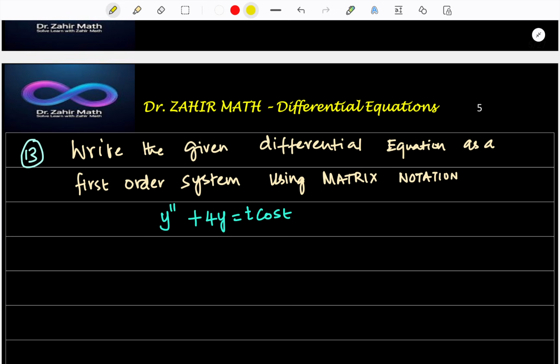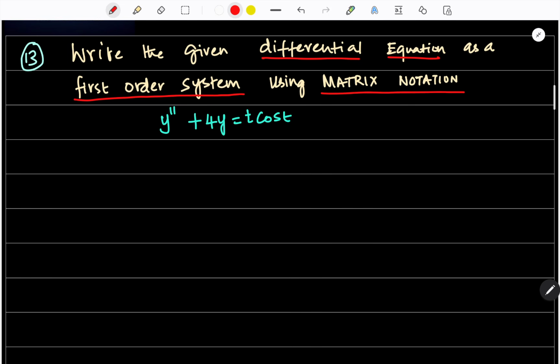Write the given differential equation as a first order system using matrix notation. Let me underline what are the important points. You have to write the given differential equation as a first order system using matrix notation. What is first order? It means dy by dx, that is your first derivative. That is called first order.